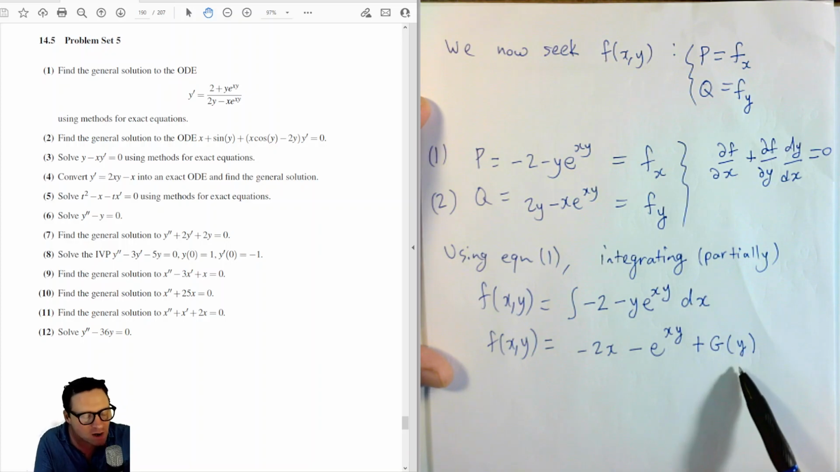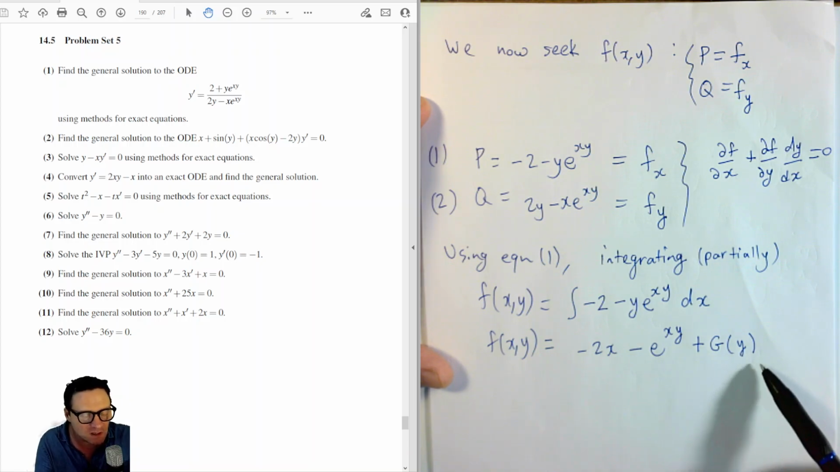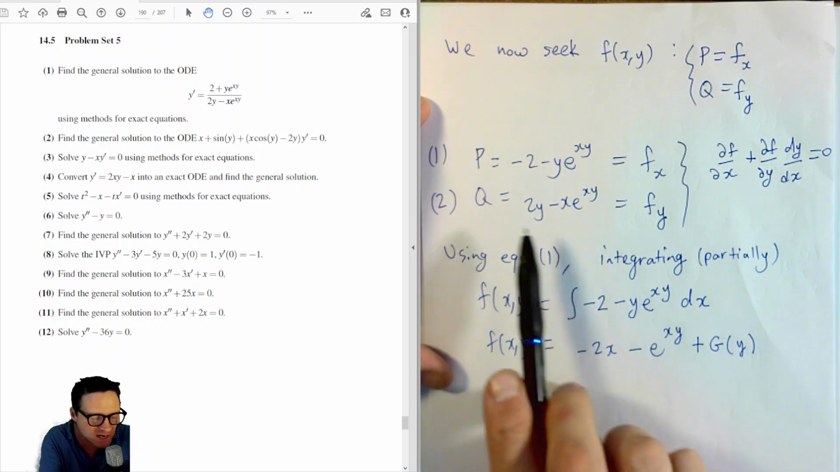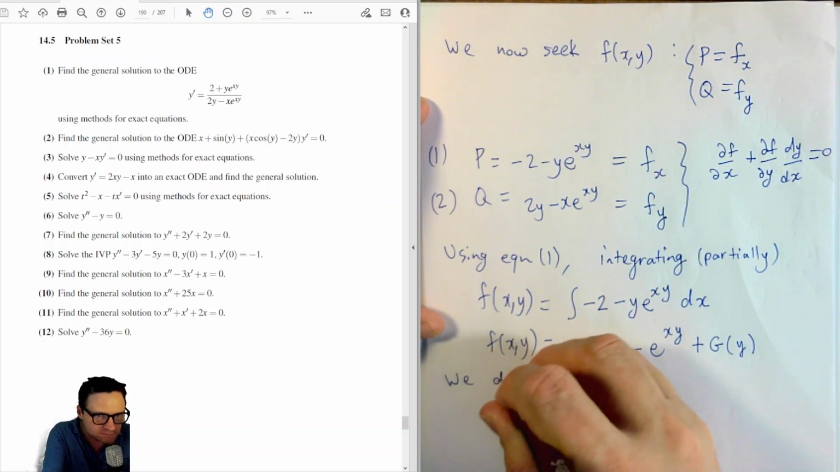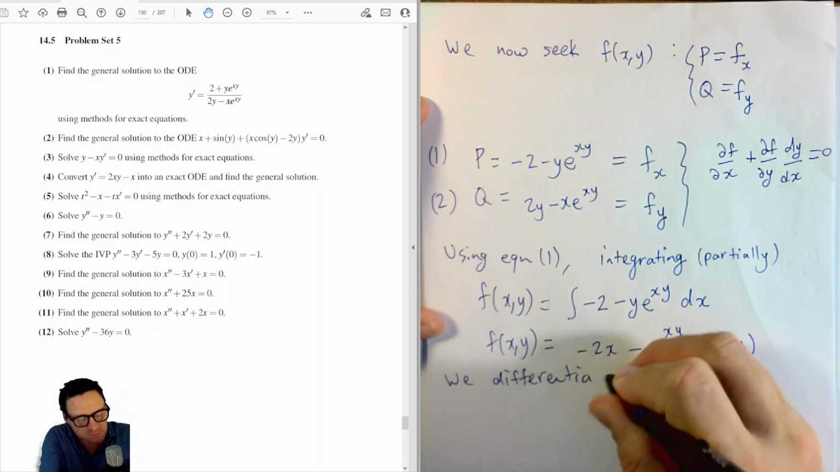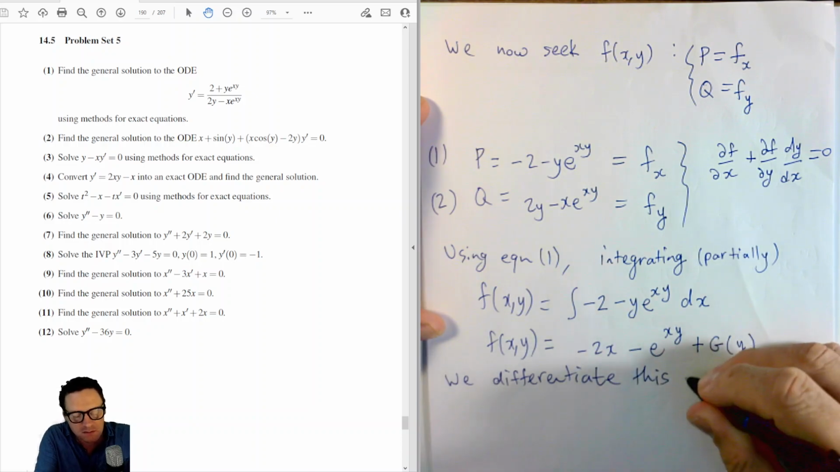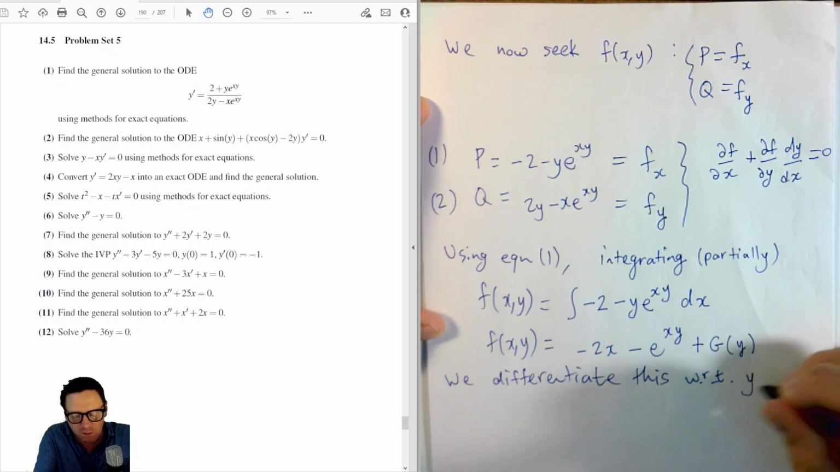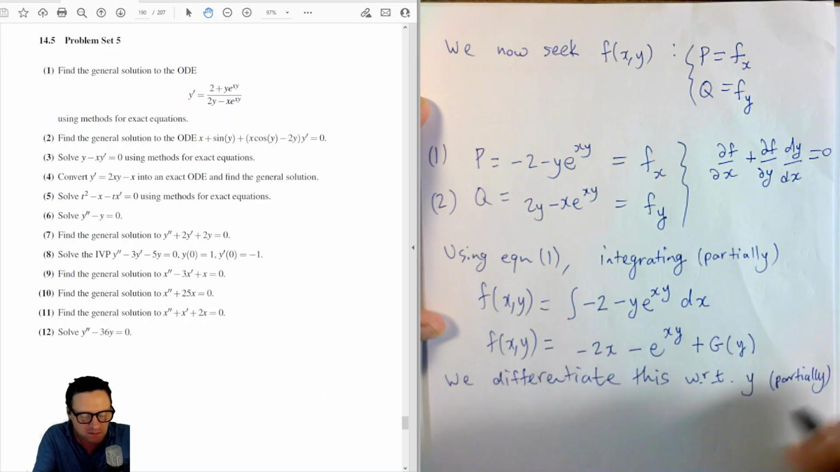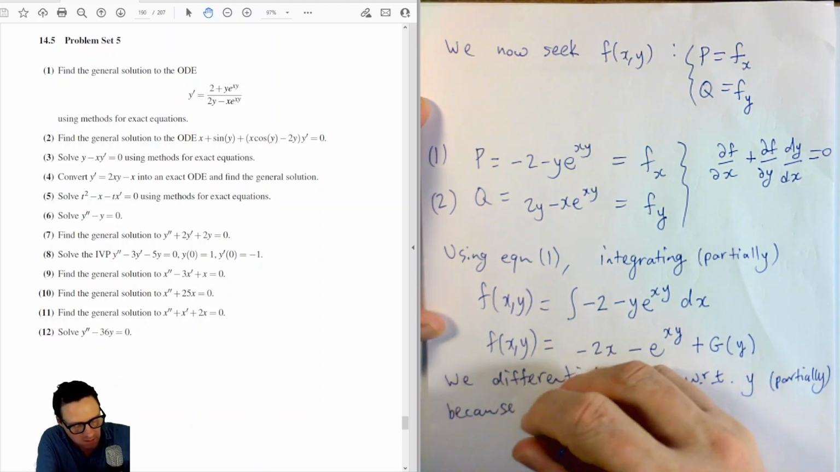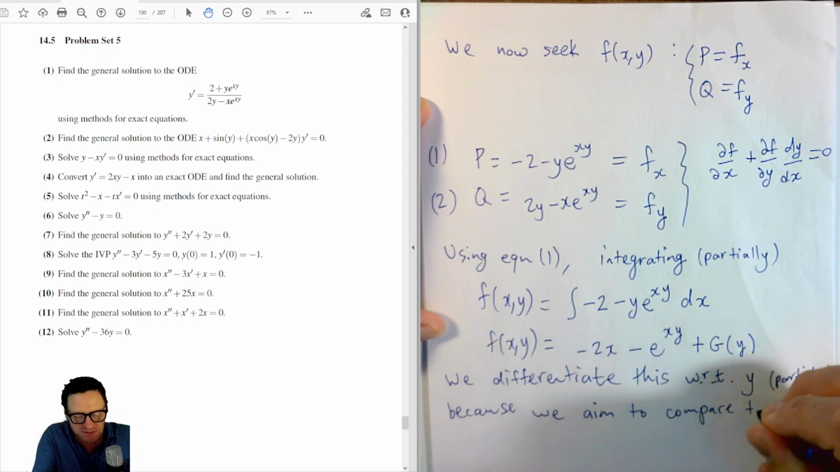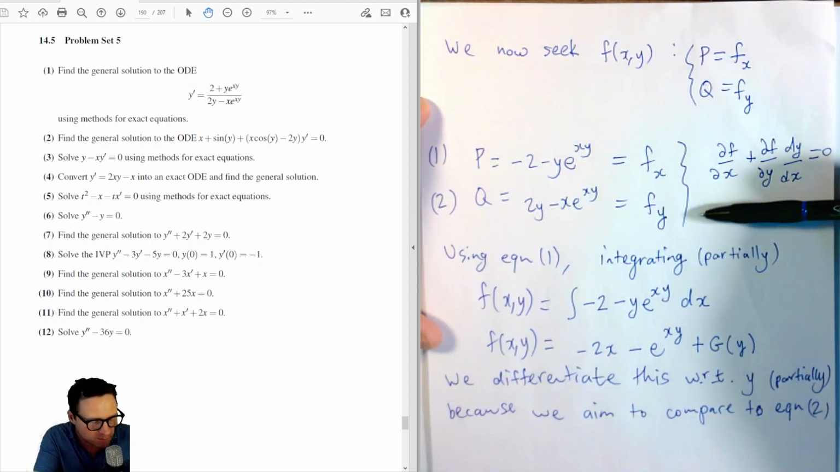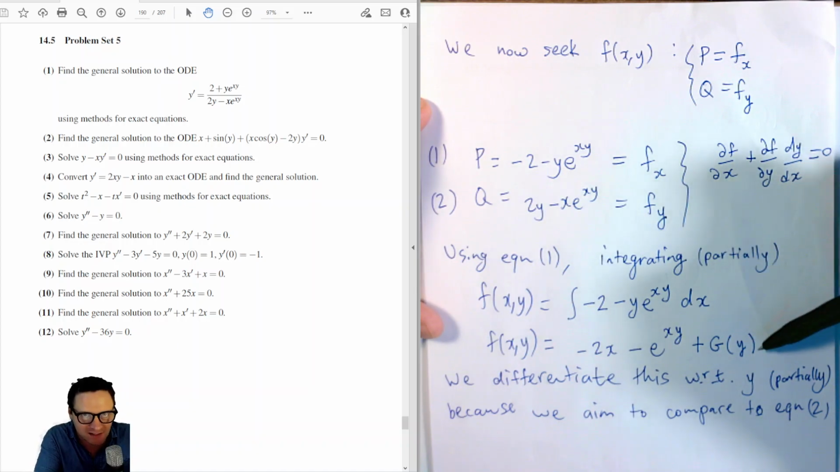All right, and so now our next step is to differentiate this partially with respect to y because we want to compare this with equation 2. All right, so that will state the motivation here. So we differentiate with respect to y, partially, because we aim to compare to equation 2. In other words, this line up here, right? And the reason we want to compare it with that is so that we can get more information on exactly what g of y is.